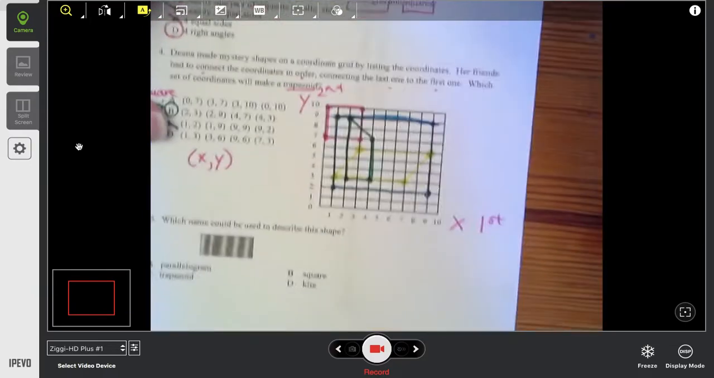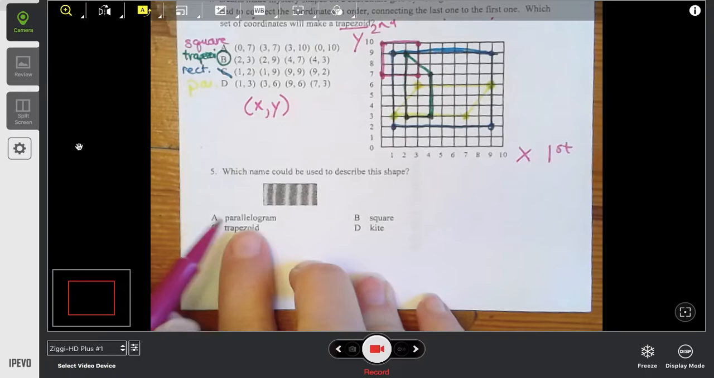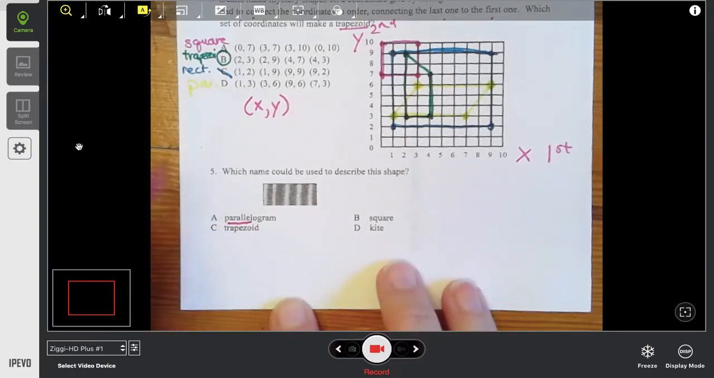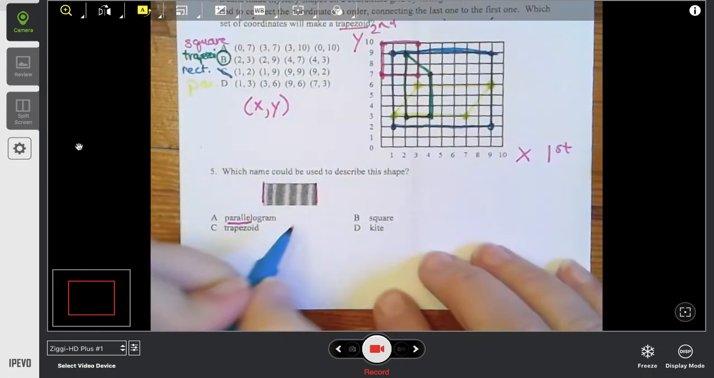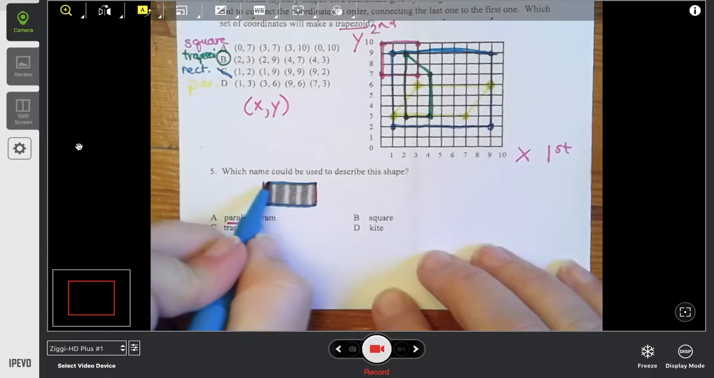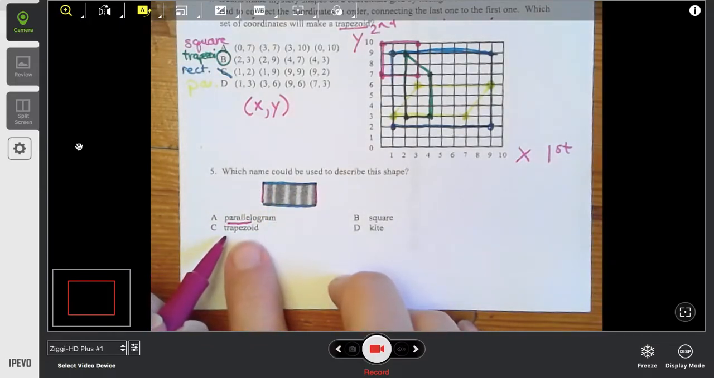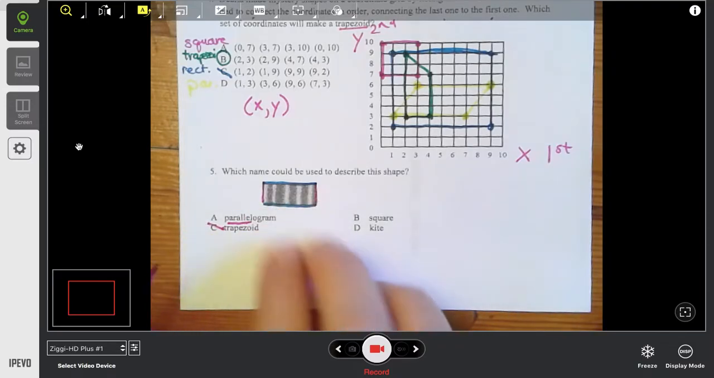All right, our last one for this video. Which name could you give to describe the shape? All right, let's do process of elimination again. Is it a parallelogram? Well, a parallelogram, the only thing it needs to have is 2 pairs of parallel sides. 1 pair of parallel sides, 2 pairs of parallel sides. That's a possibility. Trapezoid. Trapezoid only has 1 pair of parallel sides. Can't be that, we just proved it had 2.